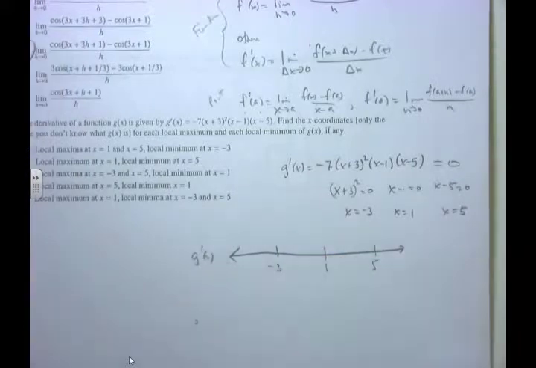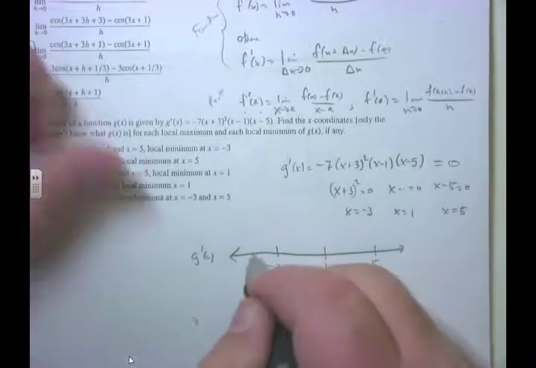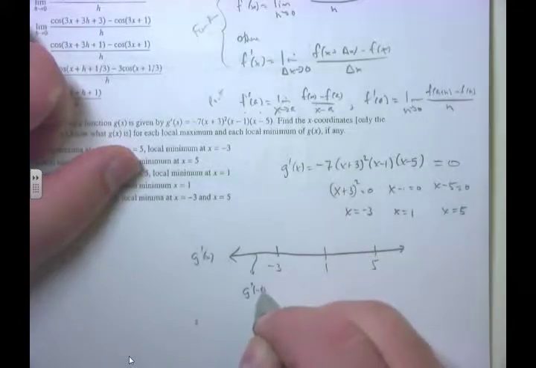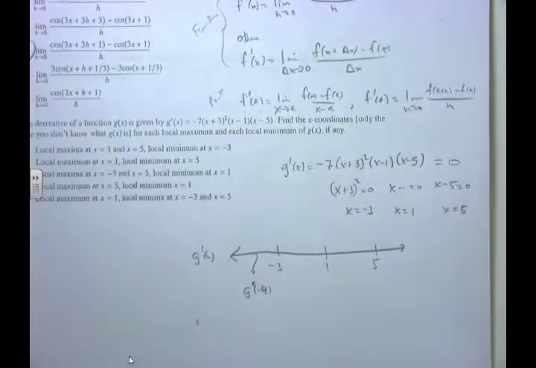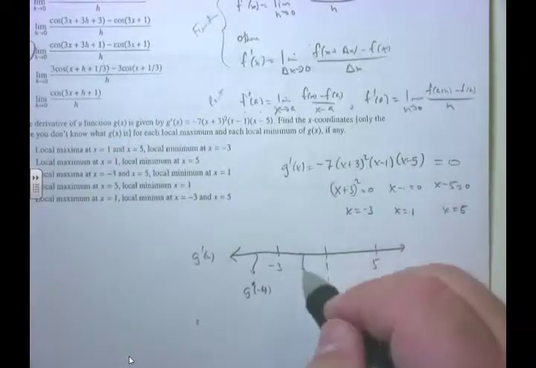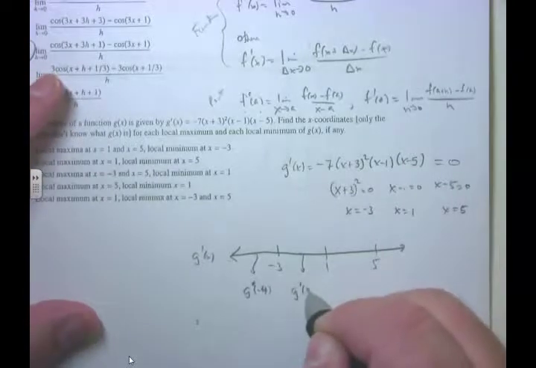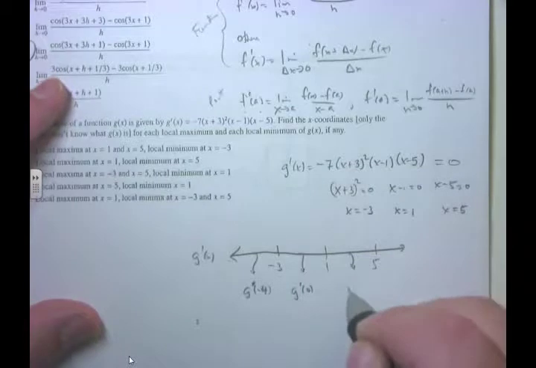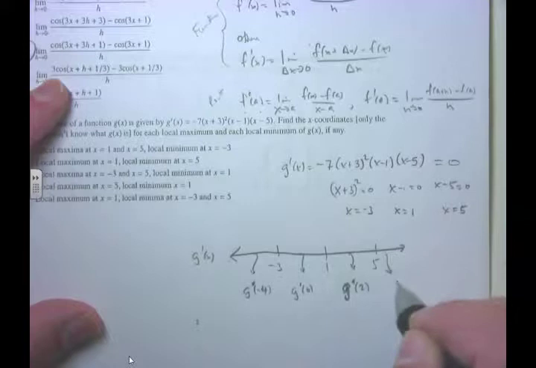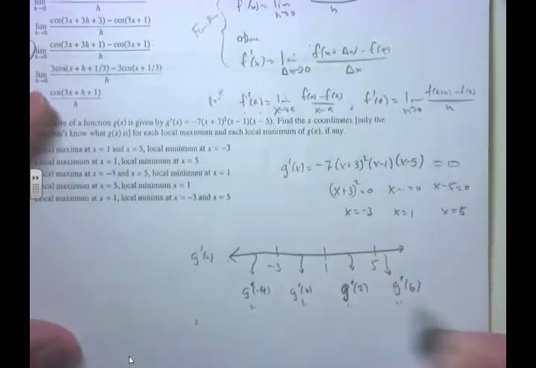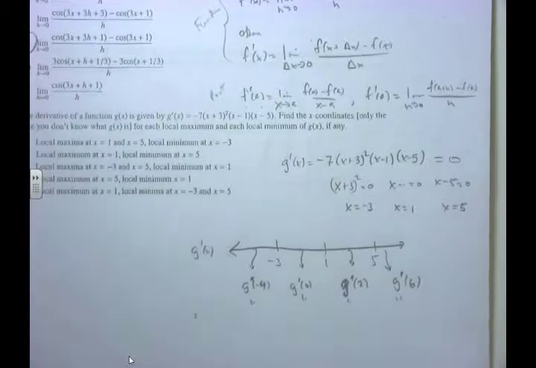Now, these are your intervals of increase and decrease, which means I have to plug test values into my derivative. So I'm going to pick a number between negative infinity and negative 3. I choose negative 4. And I'm going to plug it into my derivative. I'm going to pick a number between negative 3 and 1. And remember, I have a brain, so I choose, good choice, 0. Between 1 and 5, I choose g prime at 2. And something bigger than 5, I guess I choose 6. These are the numbers I'm going to plug into my derivative. By this time, I have a calculator.